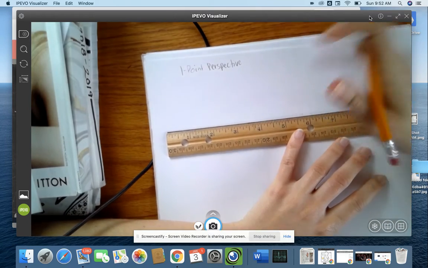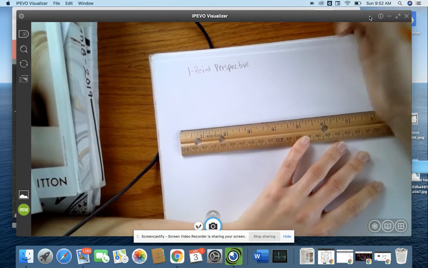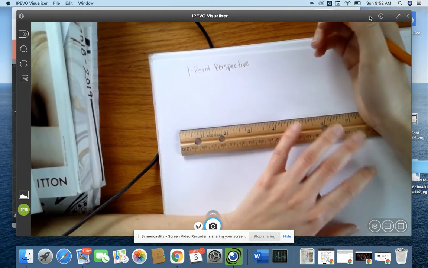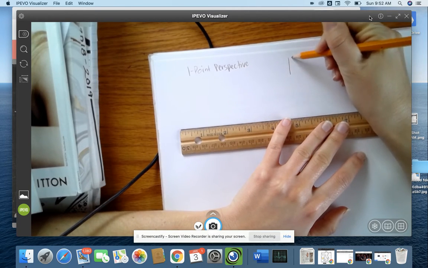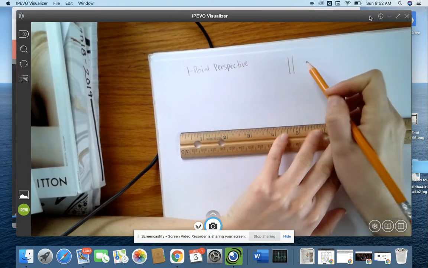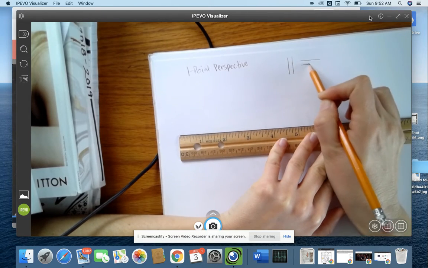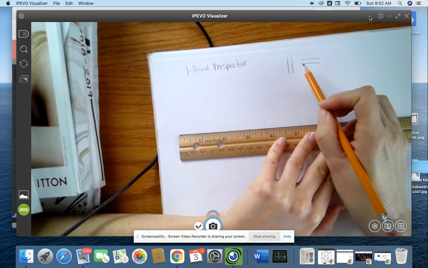First thing I need you to know is parallel lines. You probably should already have learned this in math class. Parallel lines are two lines that never intersect with each other. Like this, or like an equal sign. Those lines are just never going to touch each other.